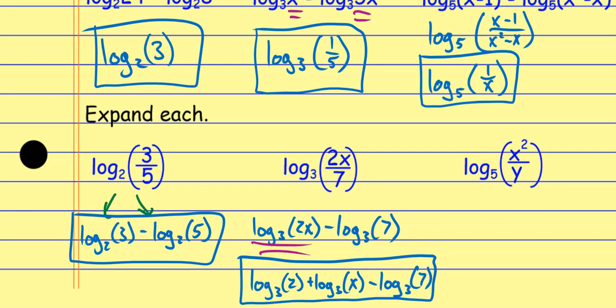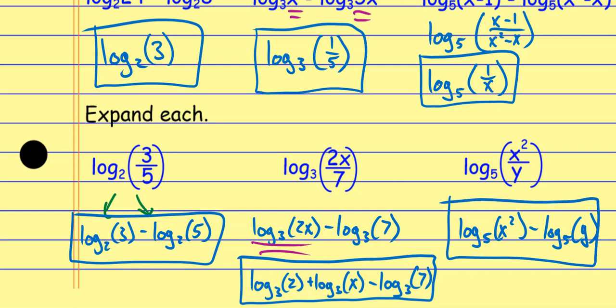Same thing with this guy. I'm only going to simplify it to this point. I'm going to say log base 5 of x squared minus log base 5 of y, okay? And I'm going to leave it like that for now. Yes, that x squared is like x times x. I could split that up further. I could undo more, all right? But I'm going to leave it like that for now because we're going to learn one more rule that's going to help us simplify that a little bit easier.